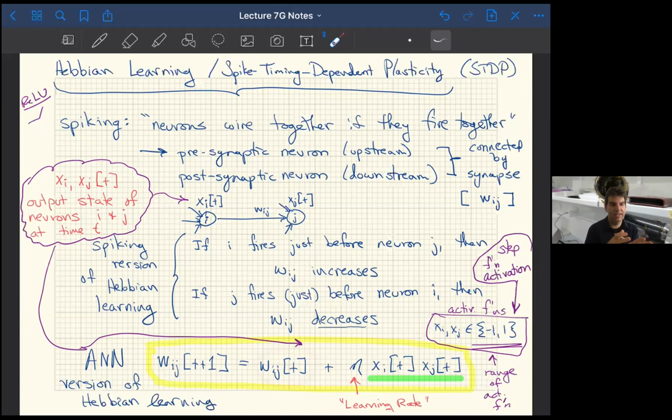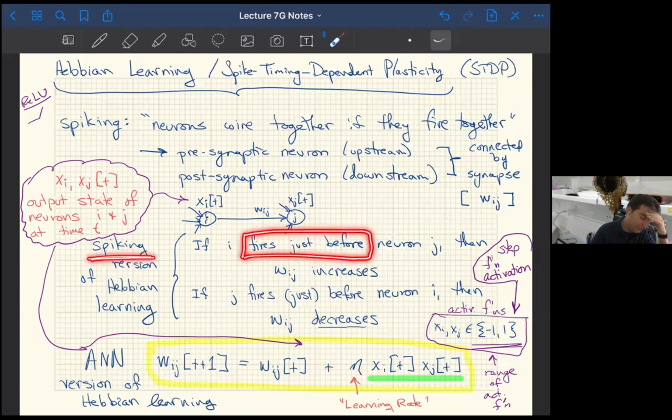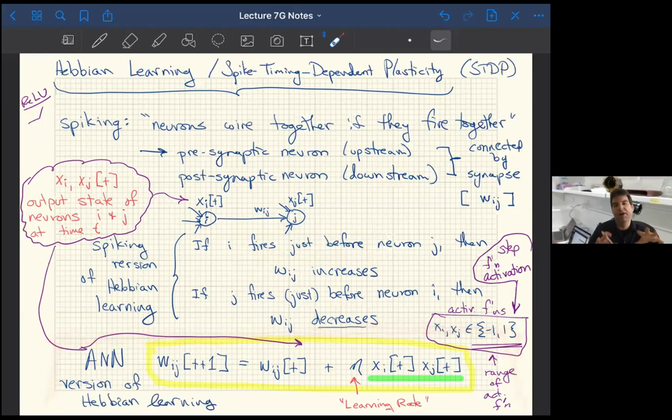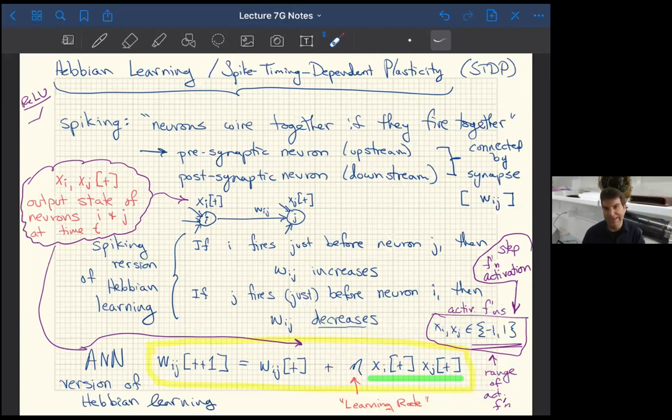So I think based on the interleaving of questions I'm seeing here, maybe if I fires before J, then the value of, okay, so that is in the spiking version. This down here, in the bottom fifth of the page, represents the artificial neural network approximation of the spiking rule. So instead of saying if I fires just before J, the version of that in this is basically if on the last time step, I and J agree.